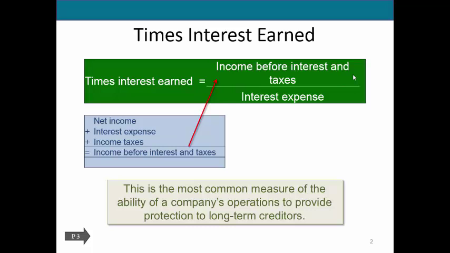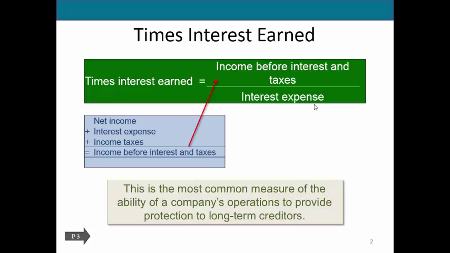Now also, we can look at the times interest earned ratio. This ratio is looking at the money that a company is making, so the income that we're bringing in, how likely is it that we are going to be able to make our interest payments as they're coming due? So we calculate the times interest earned ratio by dividing the income before interest and taxes by our interest expense. Interest expense is easy. That's just going to be a number that we pull off of our income statement.